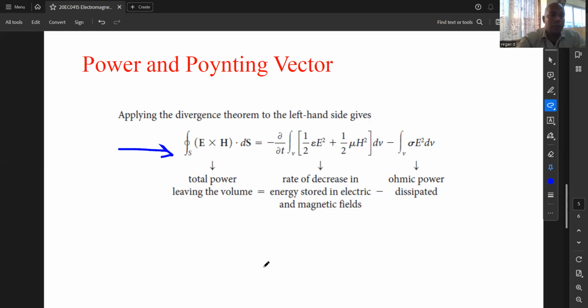This is the Poynting vector. That means from the Poynting vector, we understand that the net power flowing out of a given volume V is equal to the time rate of decrease in the energy stored within the volume. That energy is electric and magnetic fields, minus the ohmic power losses. So this is the Poynting vector concept.